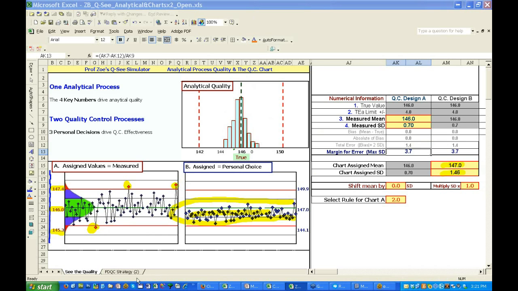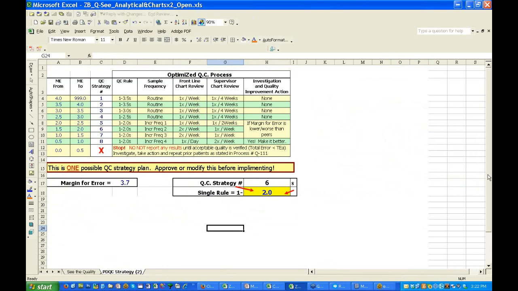This is where you can come over and say, okay, if I know the margin for error, then it makes sense if my method can shift more than 4 SD, I can use a 1 3.5 S rule, test my samples routinely, have the supervisor and the front line look at it once a month, and everything's fine. As my margin for error gets lower, I'm going to decrease the rule that I'm using. So working with a margin for error of 3.7, I can come right up here and use a 1 3.5 S rule.